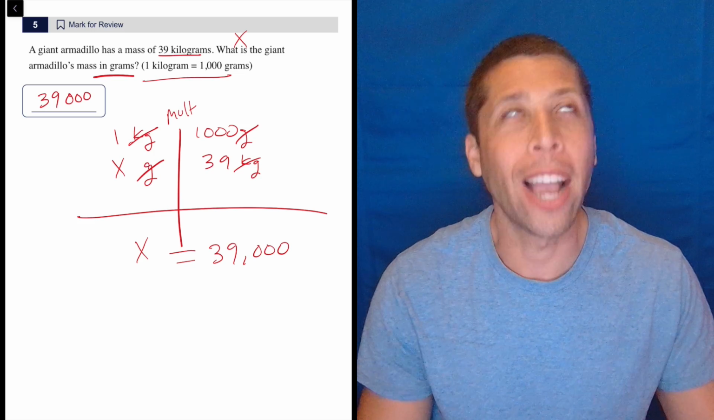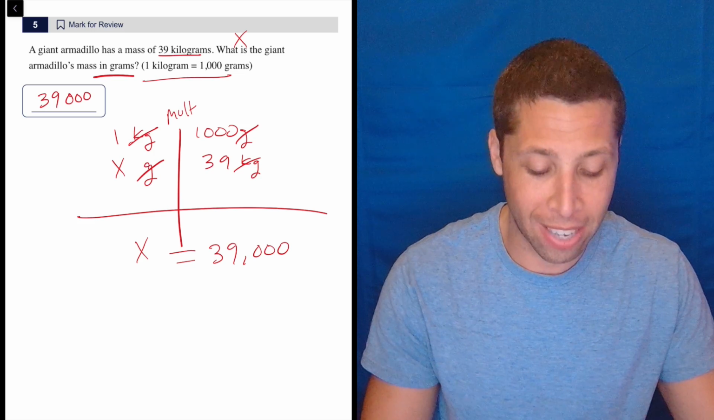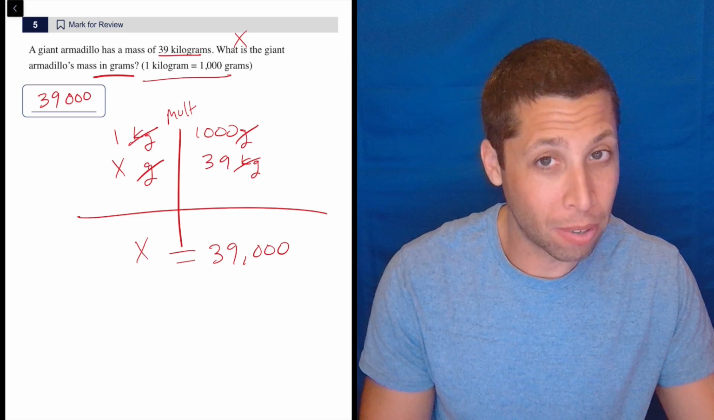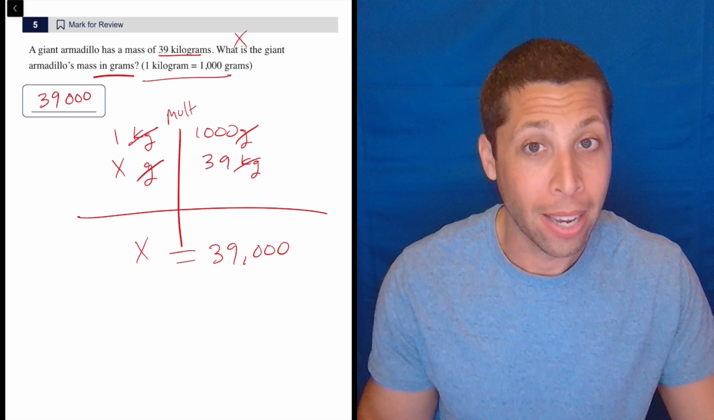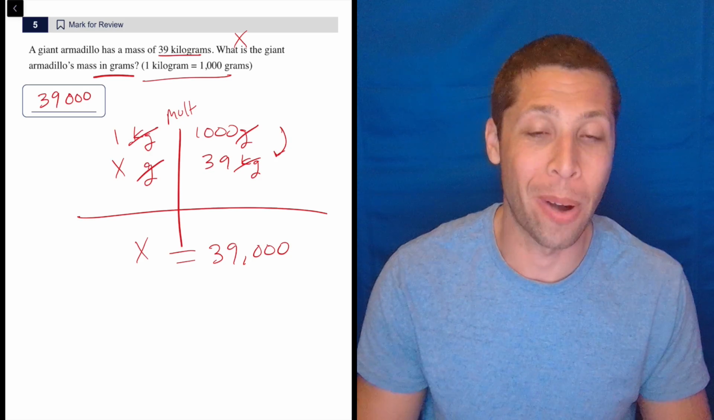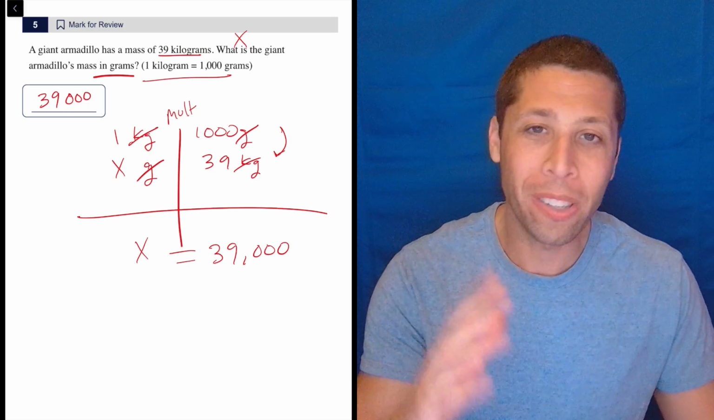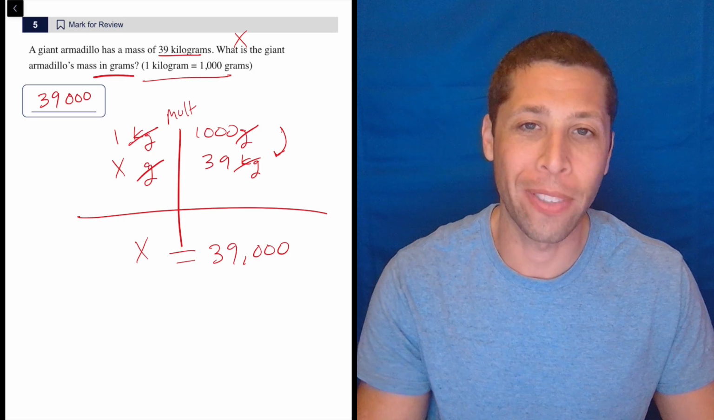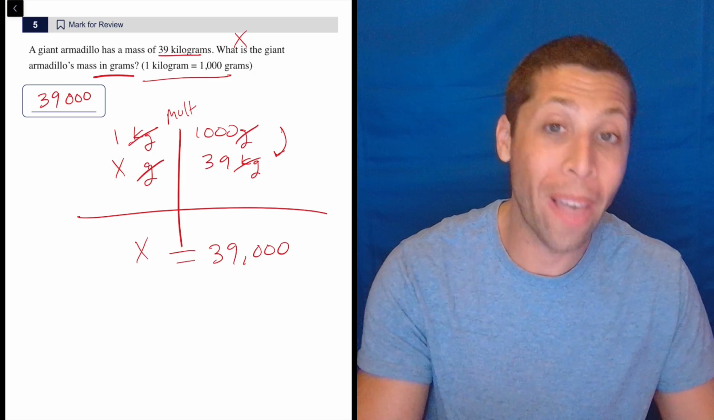But yes, I know that many viewers are going to look at this and say, well, if it's 39 kilograms and there's 1,000 grams in every kilogram, I'm just going to multiply. Yes, that is exactly what we did right here. It worked out the same way. But always think about potential traps and always build systems for how to solve things that will help you avoid traps when the questions get harder.